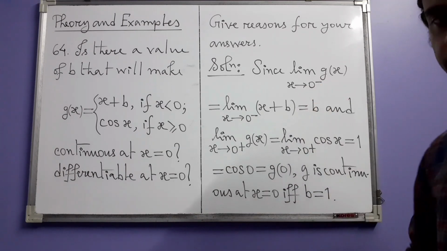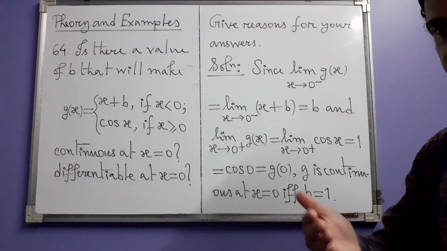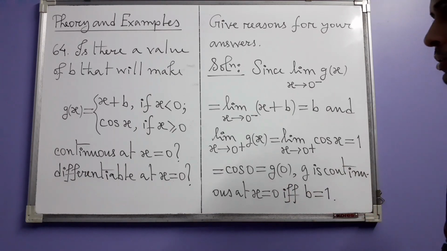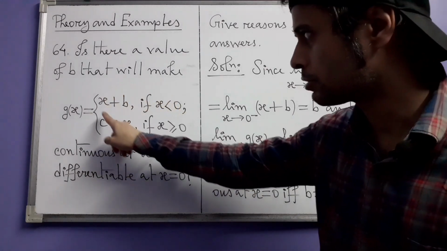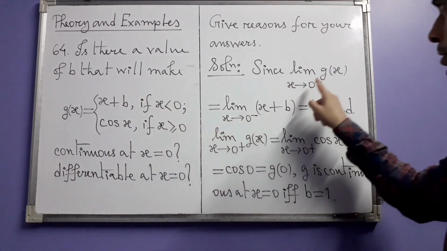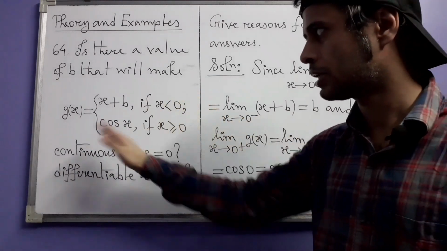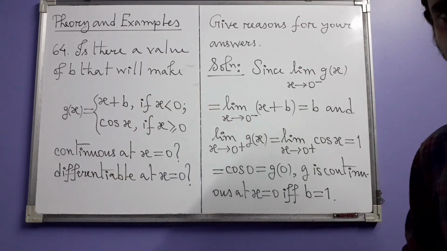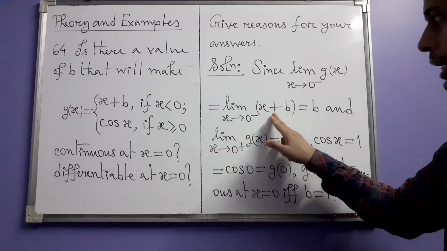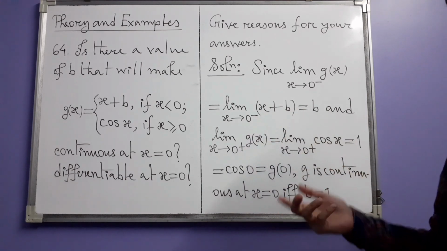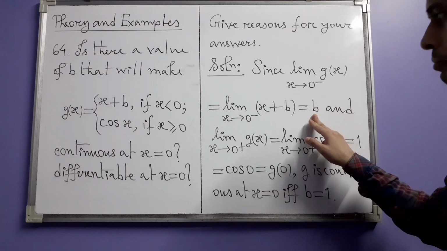So x is a negative real number. I mean, as a variable it takes on negative values. So that is why, according to the definition of the function, g of x would be equal to x plus b, because that's what happens on the negative side of the x-axis. And when x approaches 0, x plus b approaches b, so the left hand limit is b.